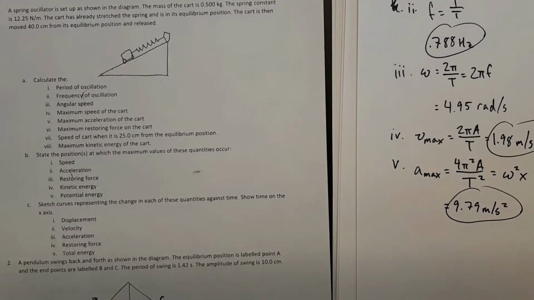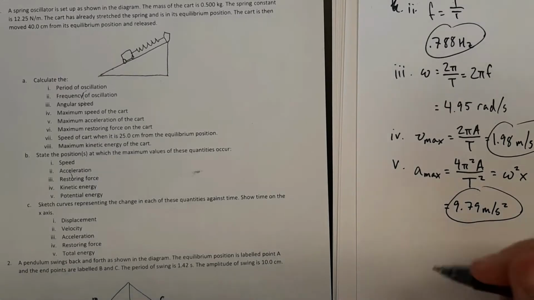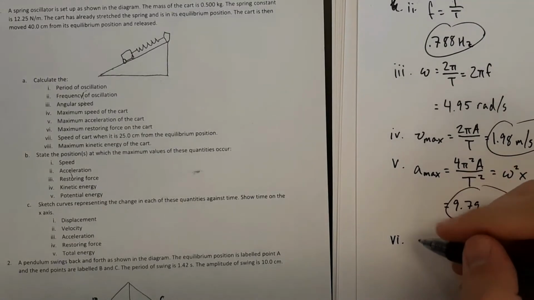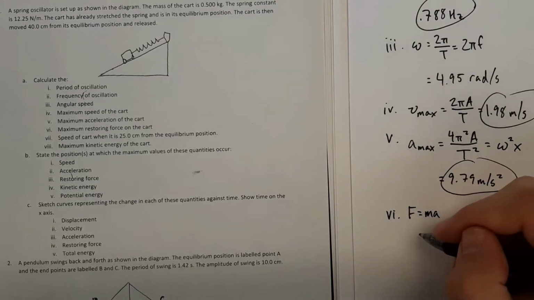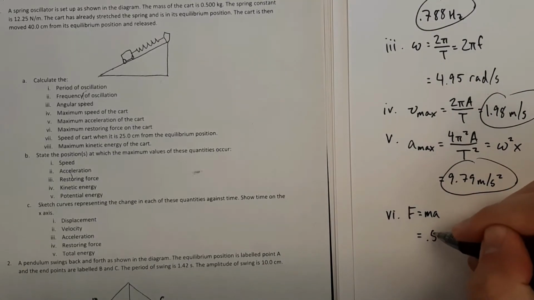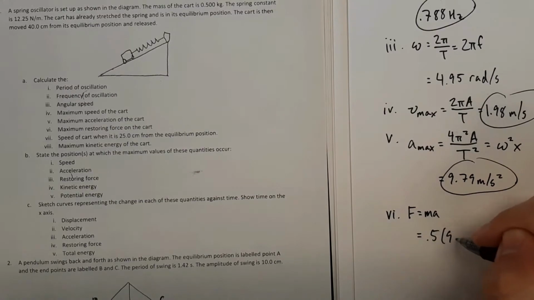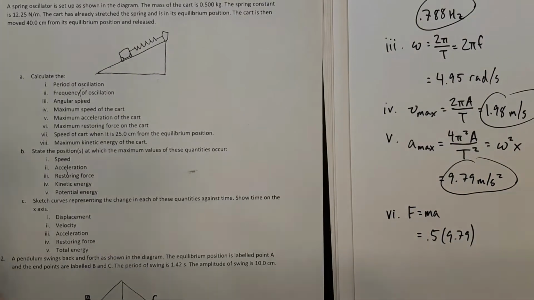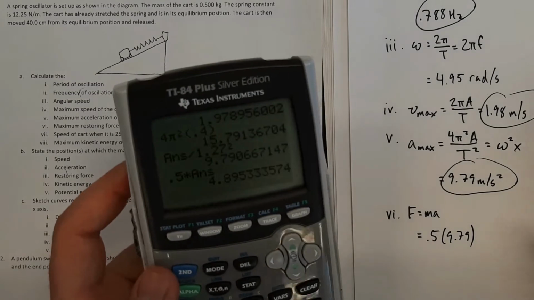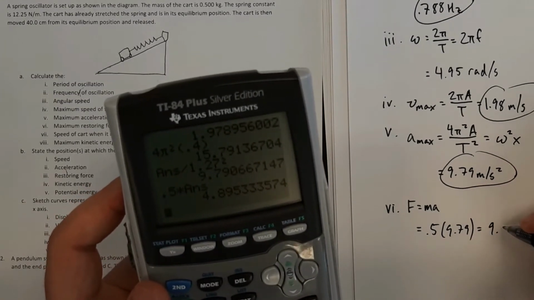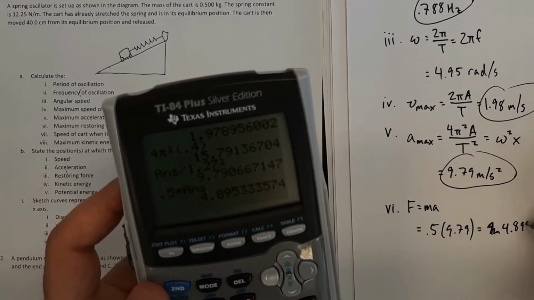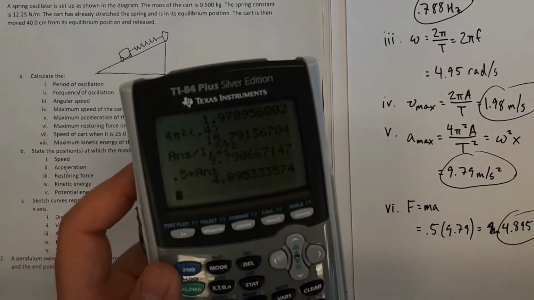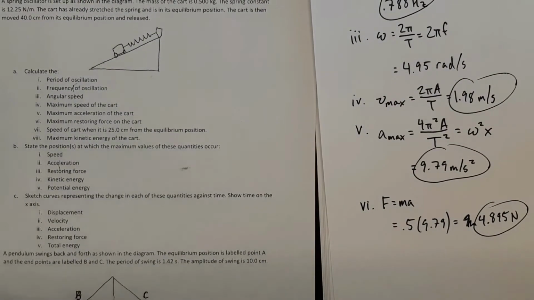Next, maximum restoring force on the cart. For maximum restoring force, we can just use F equals ma here, where our mass is the 0.5 and our acceleration is what we just found, the 9.79. So 0.5 times our last answer gives us a force of 4.895. I should just round that up to 4.90, whatever. 4.895 newtons. There we go.